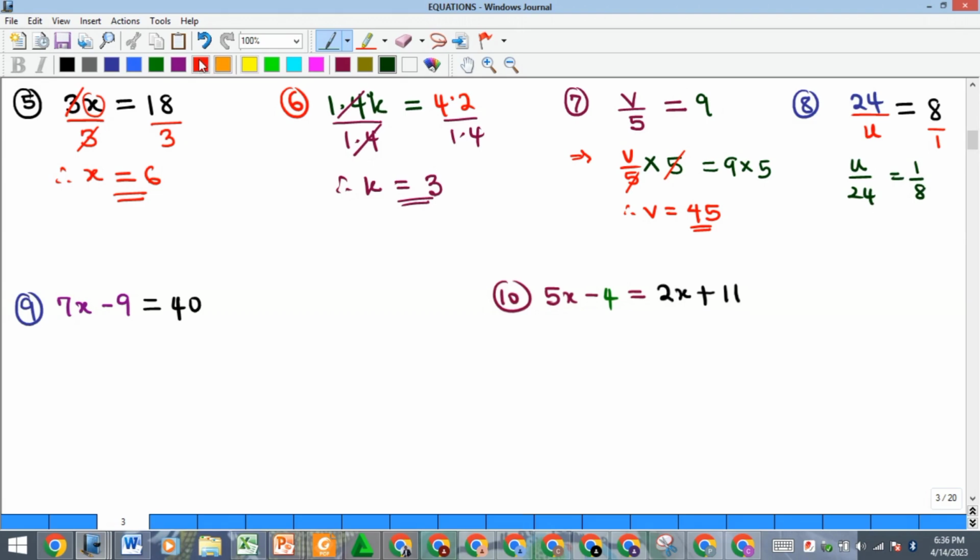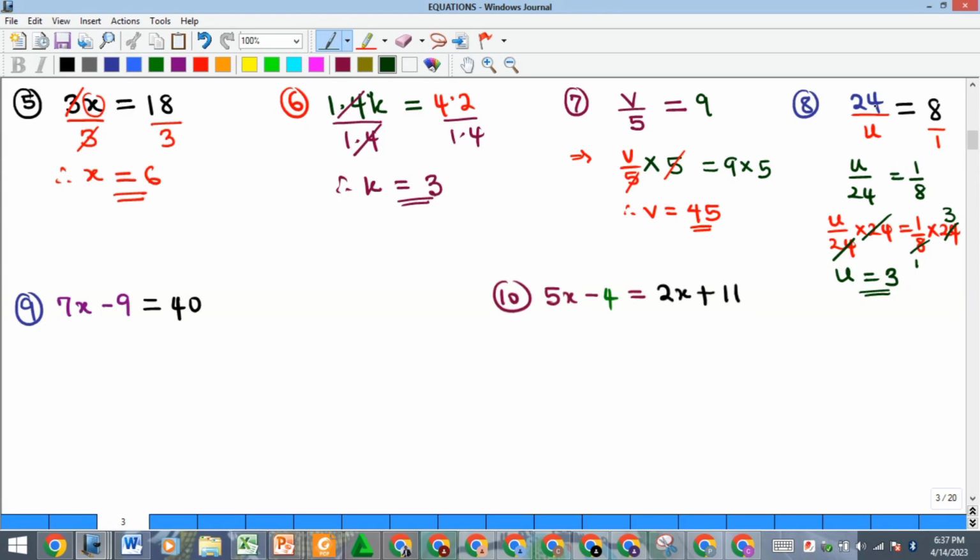After achieving that, I can now multiply both sides by this number, which is now the denominator. So I will now have u, and of course, 24 will take away this. So your u alone is now equal to 24 over 8, which is going to give us 3, and 1 times 3 is actually equal to 3. So that's one way to do this.